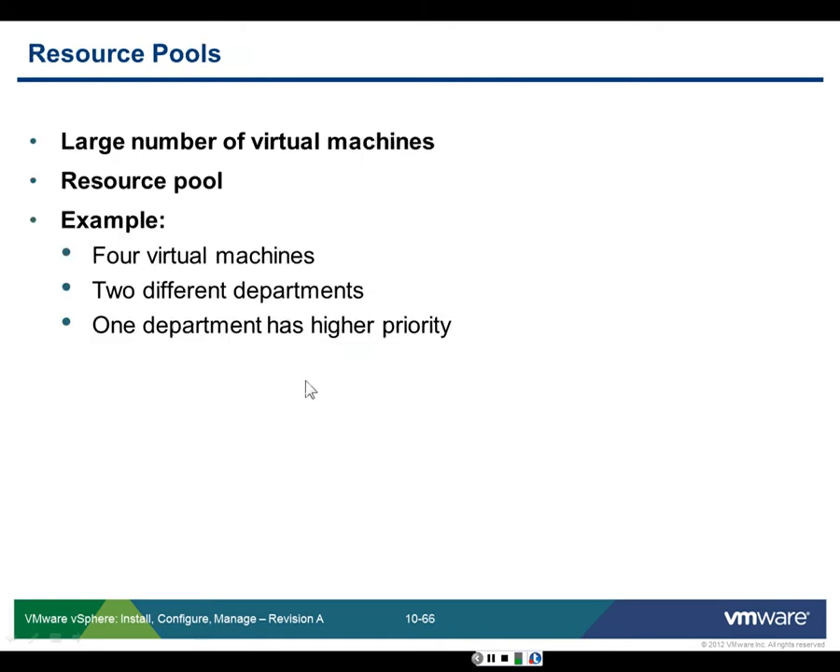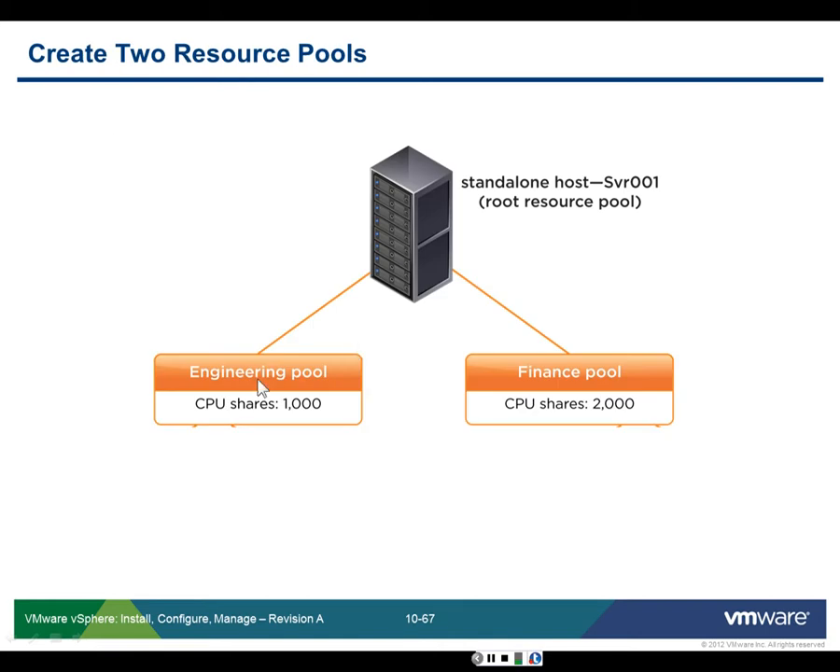But we want to use resource pools. When you have a large number of virtual machines, you use a resource pool. Group the virtual machines in the resource pool. In this example, we will have 4 virtual machines which are in 2 different departments, and one department has higher priority than the other. So one resource pool is one department. So we've got 2 pools here, engineering and finance. Now a resource pool is just a container. It's kind of like a folder. It's used to group virtual machines together.